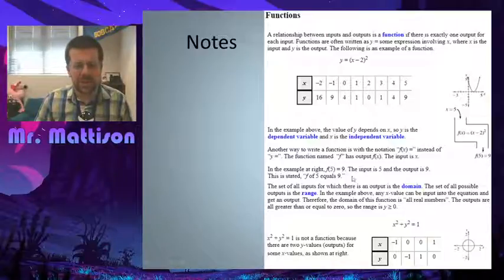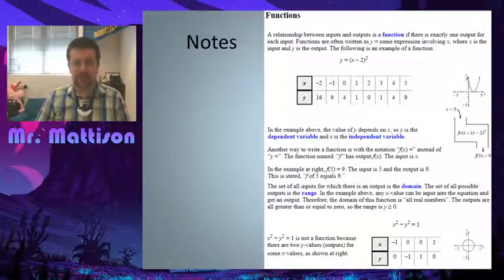It also goes over some function notation. Again, you've seen that for quite a while. I'm not going to go too much into that. Domain and range, you've seen or heard those terms for years now. Domain, again, is all your possible inputs or your possible x's. Range is your possible outputs or your possible y's, right?